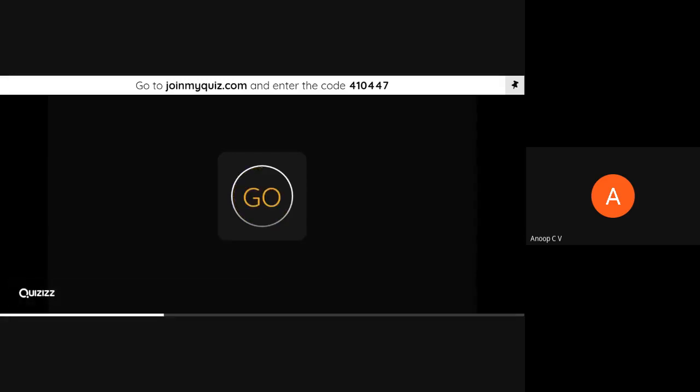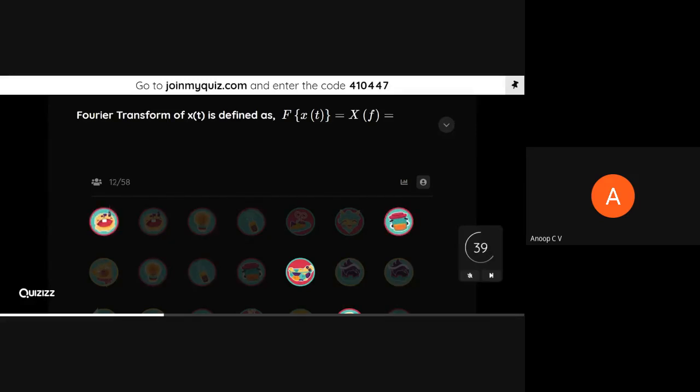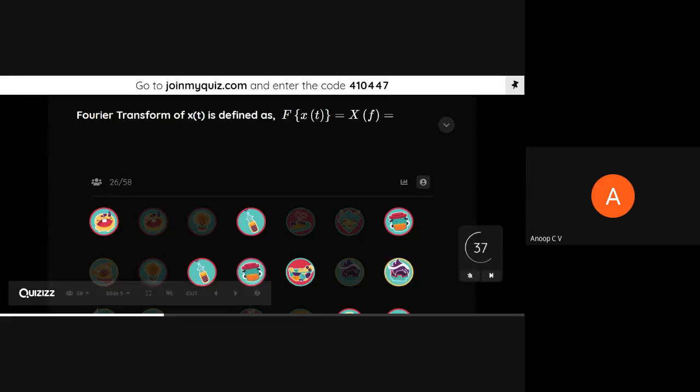I have moved on to the next question. Sorry. So the Fourier transform of x of t is defined as F of x of t is equal to X of f, and that is equal to how is it defined? How is the Fourier transform of x of t defined? Please give the answer very fast. I've given only less time for this question because it's a straightforward question.